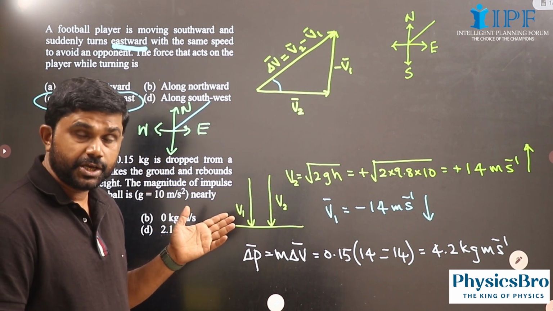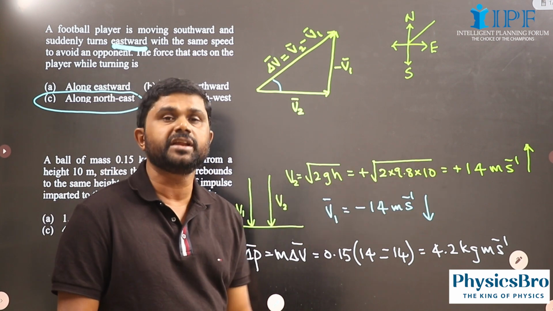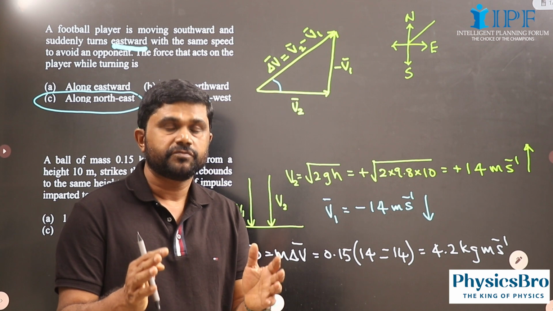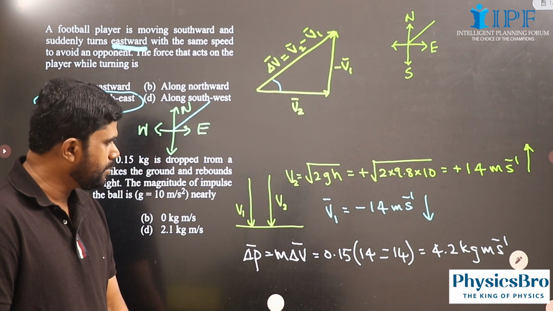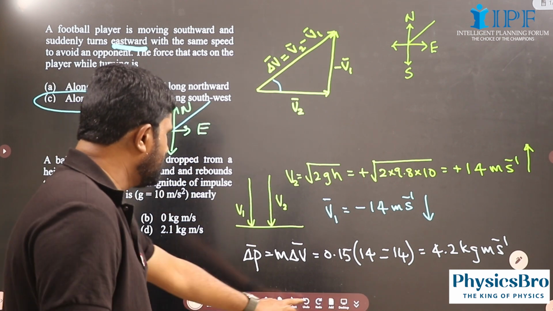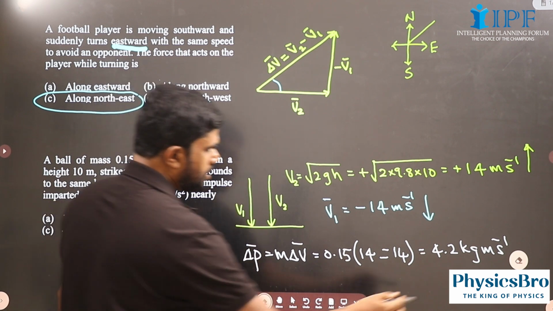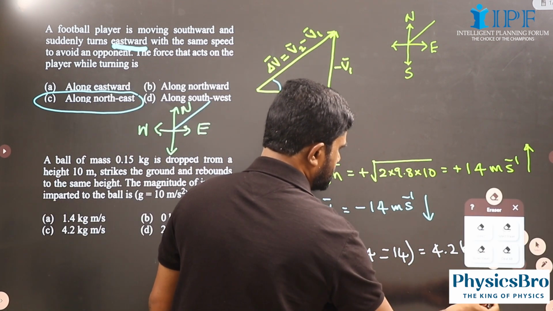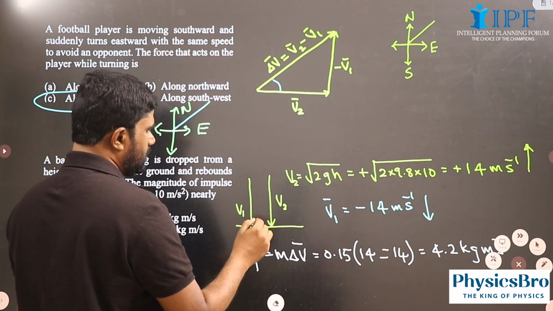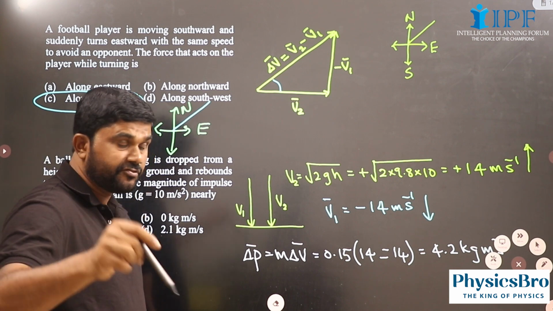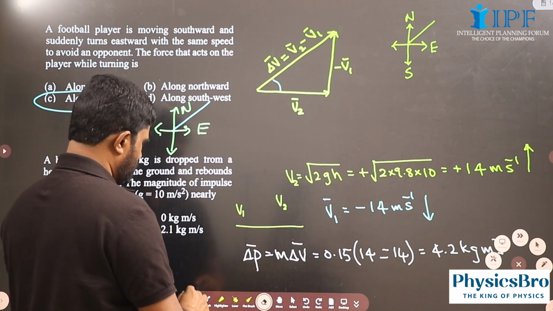The speed with which it strikes the floor is V1, which must be equal to root of 2gh. 2 into g, which is 9.8, and height is given as 10 meters, so it will be 14 meter per second, and it bounces with the same speed. Oh my god, both V1 and V2 were marked in the same direction here. Let me correct this. V1 is directed down and V2 is directed up.